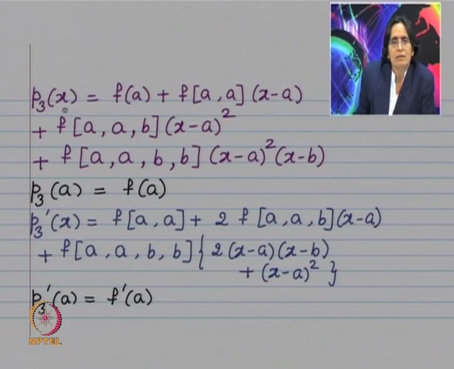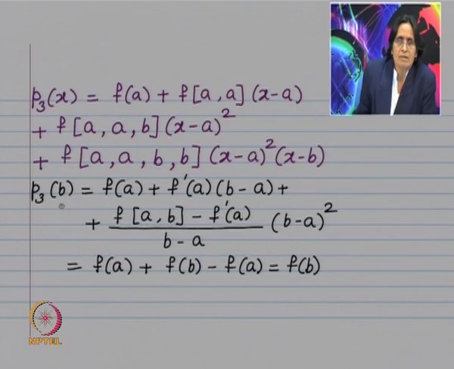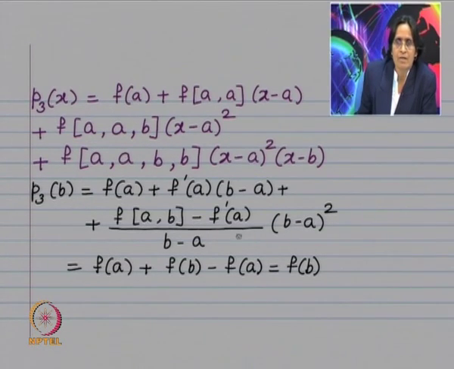Now, let us look at the case when x is equal to b. So, when I put x is equal to b, P 3 of b will be f of a, this is f dash a, x is equal to b. So, b minus a plus this will be f a a b times b minus a square. So, one b minus a will get cancelled, then f dash a into b minus a gets cancelled. F of a b is f b minus f a upon b minus a. So, this will be f a plus f b minus f a. So, it is equal to f of b.